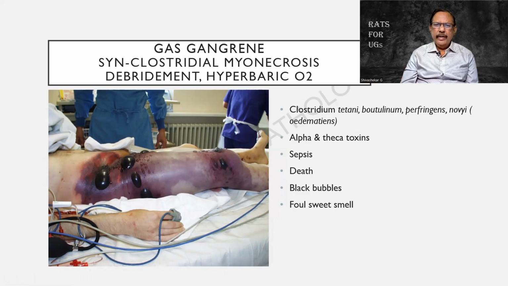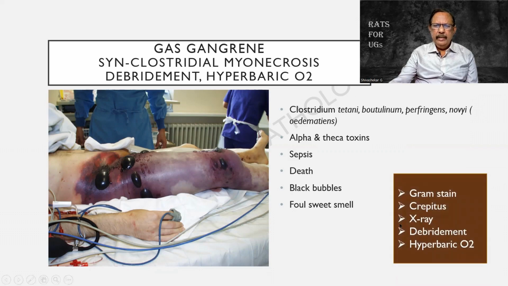It produces the alpha and the theta toxins, these bacteria, sepsis. Death is imminent if not treated. So there will be dark bubbles of air over here. And when you palpate, there will be the crepitus. In fact, we are not supposed to palpate because that will be dislodging the infection. And a foul smell is also there.